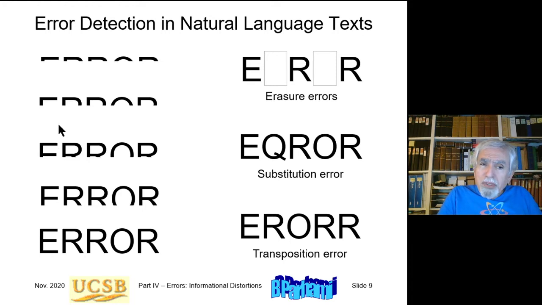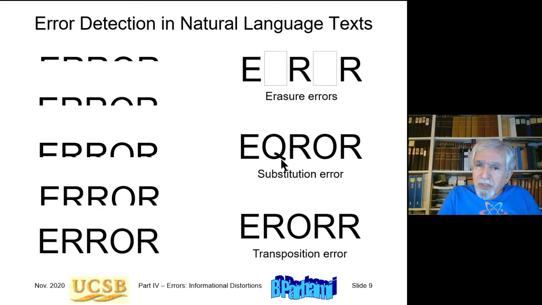There's natural redundancy in natural language text so that you can understand, you can decode these words, even though part of the word is not present. It has been erased. Similarly, you can have letters erased, and then if you know that this is a word from the context, you sort of deduce that this is error. So that's erasure, 2 erasure errors.